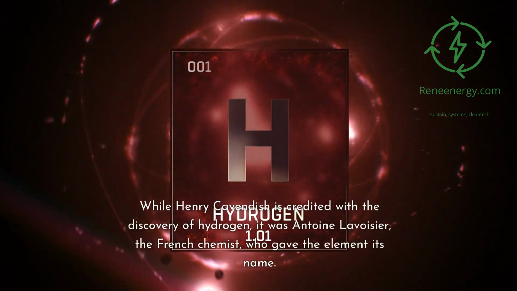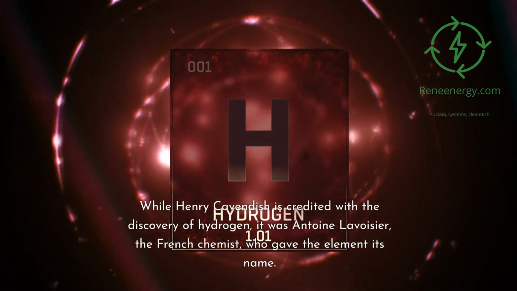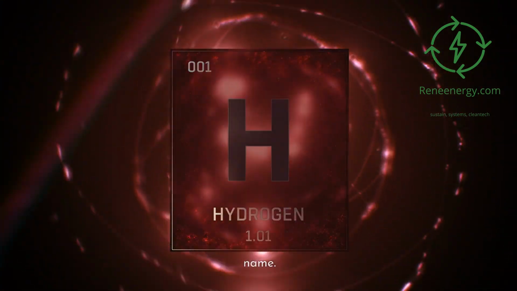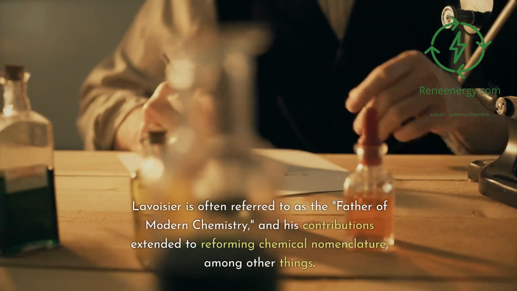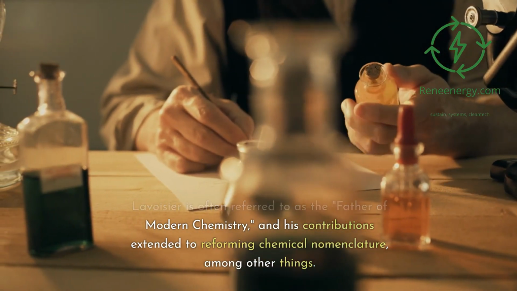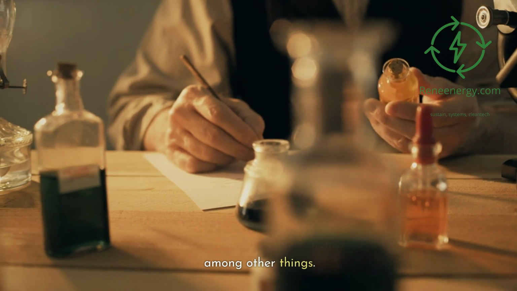The naming of hydrogen: Antoine Lavoisier's role in etymology. While Henry Cavendish is credited with the discovery of hydrogen, it was Antoine Lavoisier, the French chemist, who gave the element its name. Lavoisier is often referred to as the father of modern chemistry, and his contributions extended to reforming chemical nomenclature, among other things.